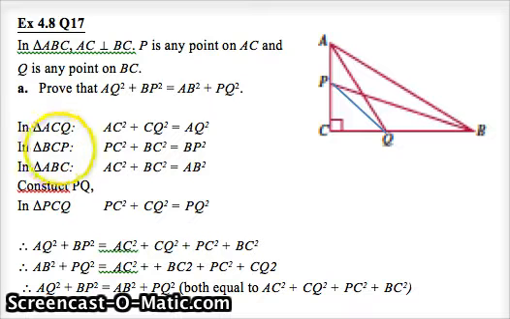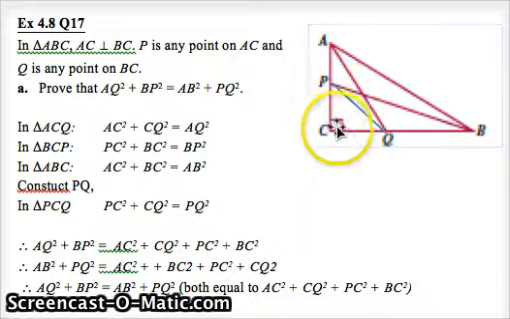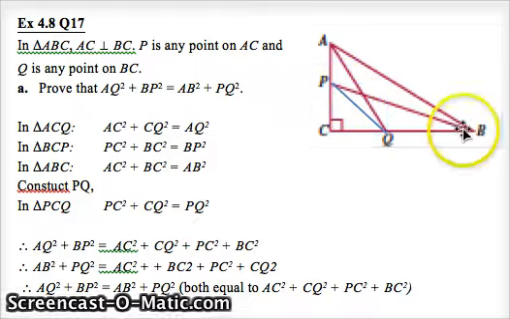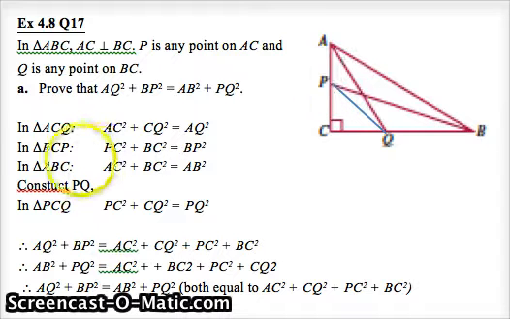Then we can see in the second triangle, BCP. Now we're doing this triangle because we want to come up with an expression for BP squared. So we look at BP, and BP is in the triangle BCP. So we come up with an expression for BP squared there. And we can see that PC squared plus BC squared equals BP squared. So we've taken care of these two things on the left-hand side of this equation.